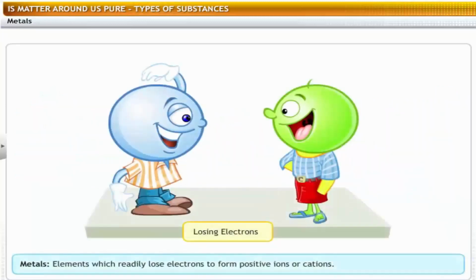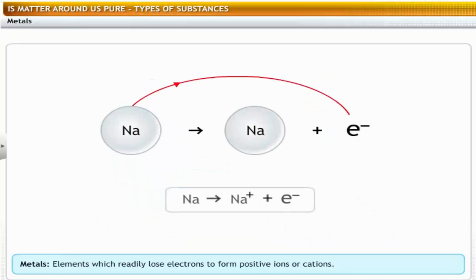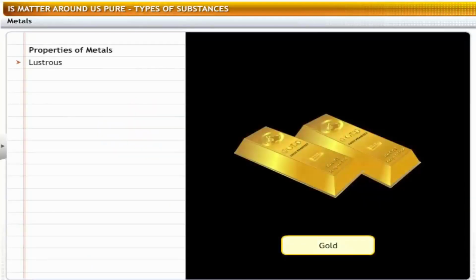Metals are the elements which readily lose electrons to form positive ions or cations. For example, sodium, an alkali metal, loses an electron and forms a positively charged sodium ion. Let's observe some of the properties of metals. Metals have luster. When freshly cut, they show metallic luster. For example, gold.